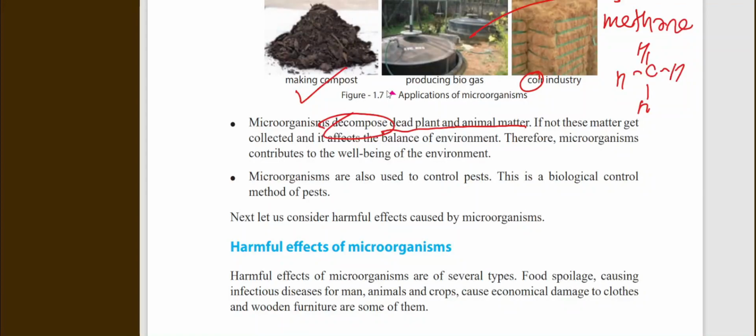Microbes are also used to control pests. Yeah, pest controlling. Bacillus thuringiensis.